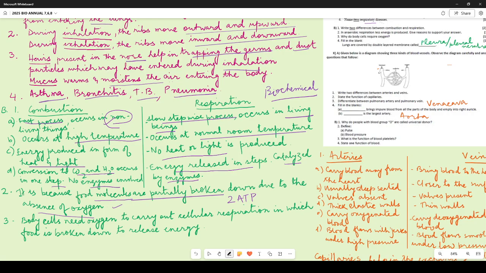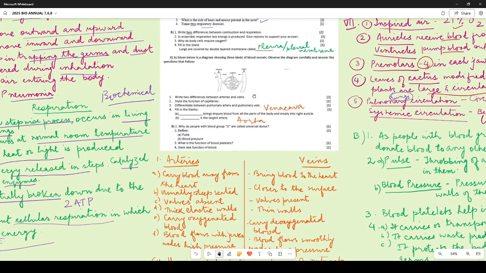Why do body cells require oxygen? Body cells need oxygen so that they can carry out cellular respiration, right? So, external respiration and cellular respiration or internal respiration. External respiration is simply breathing, whereas internal respiration or cellular respiration is where the food is broken down so that energy can be released, right? So that is where the actual thing is happening. Okay, so that will be the answer for it.